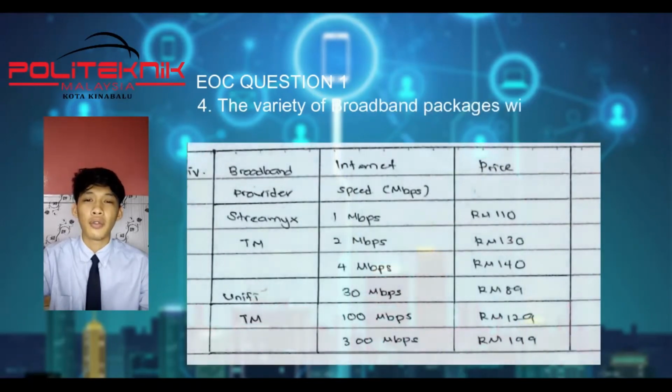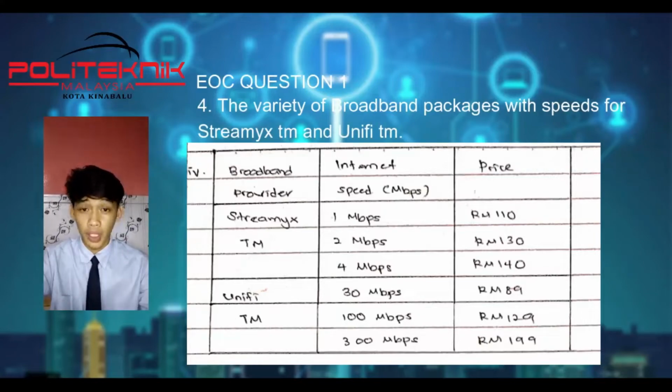For question 4, it asks about the variety of broadband packages for StreamX TM and UniFi TM. The requested broadband providers are two, StreamX TM and UniFi TM. For StreamX TM, the internet speeds are 1 Mbps, 2 Mbps, and 4 Mbps, and the price for 1 Mbps is RM 110, for 2 Mbps is RM 130, and the last is RM 140.